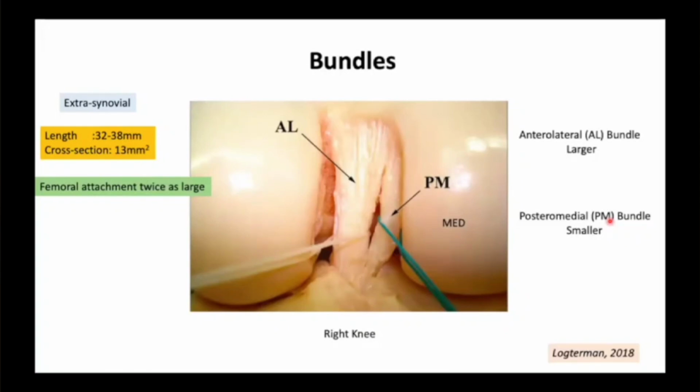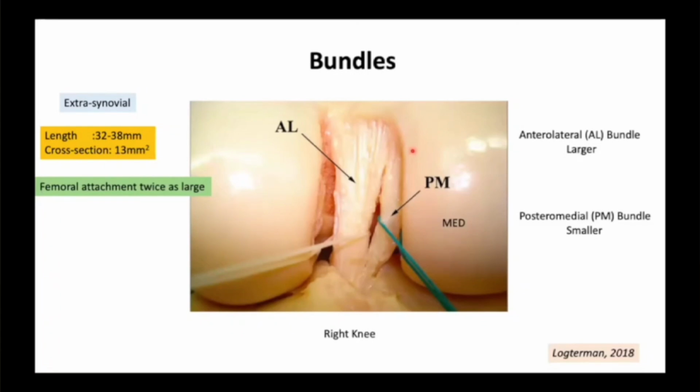The anterolateral bundle, the tensile strength is approximately 4 times as much as that of posteromedial bundle. And the attachment at the femoral side is smaller. Posteromedial bundle is smaller than that of anterolateral bundle. So when you reconstruct the posterior cruciate ligament in single bundle reconstruction, we try to reproduce anterolateral bundle rather than the posteromedial bundle. That's because the attachment of the AL bundle is bigger, and the tensile strength is approximately 4 times as much as that of posteromedial bundle.